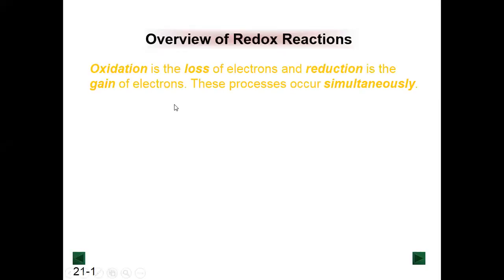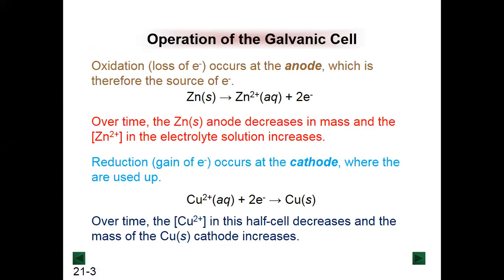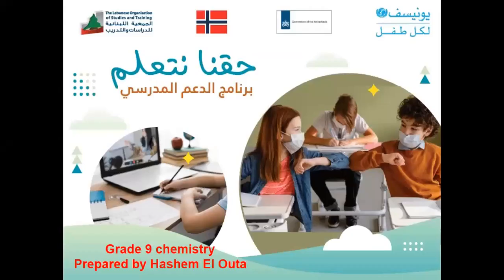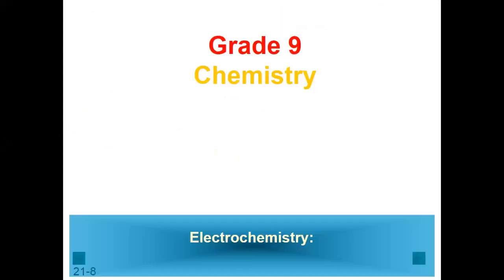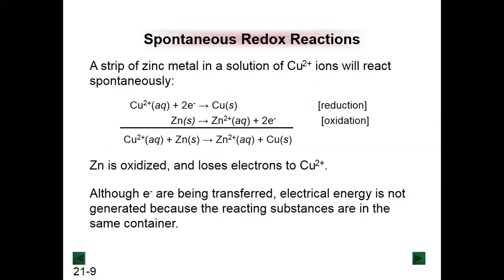Today we are going to continue learning about electrochemistry. Previously, we talked about how to build an electrochemical cell, and now we will continue about spontaneous redox reaction that takes place between the two compartments.